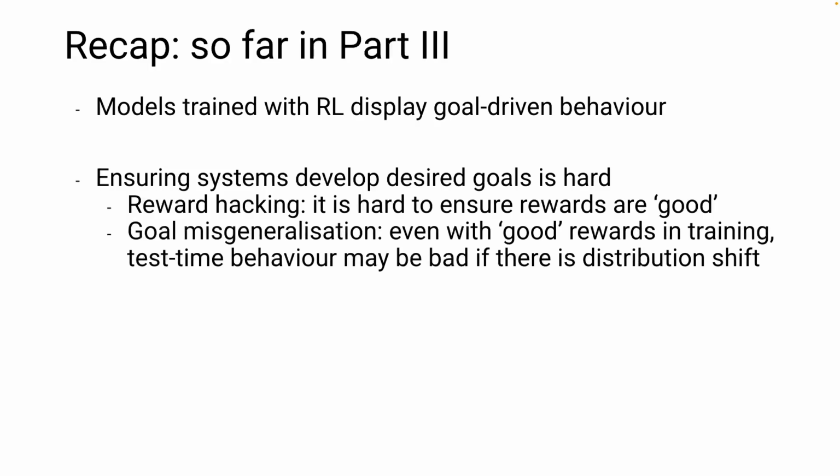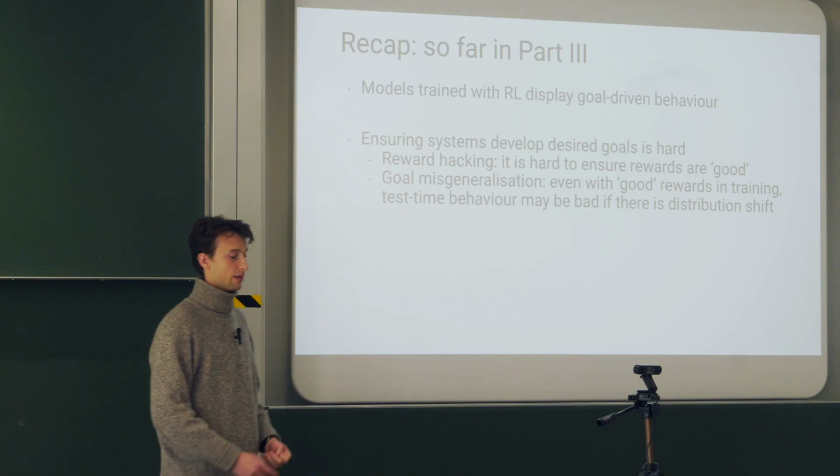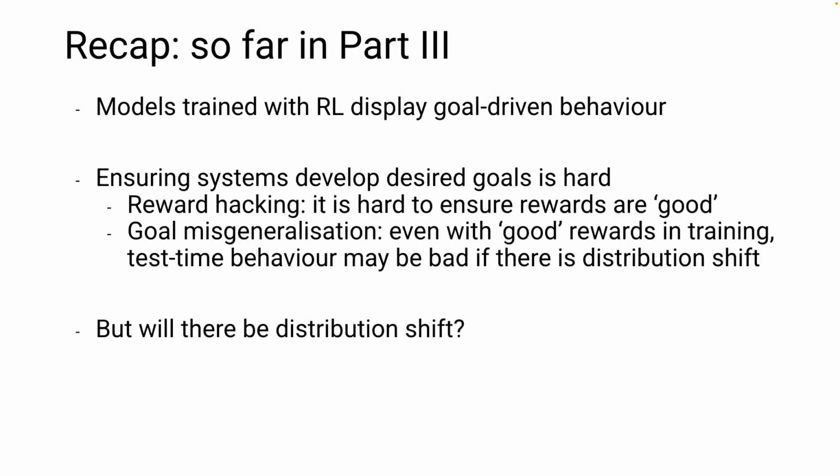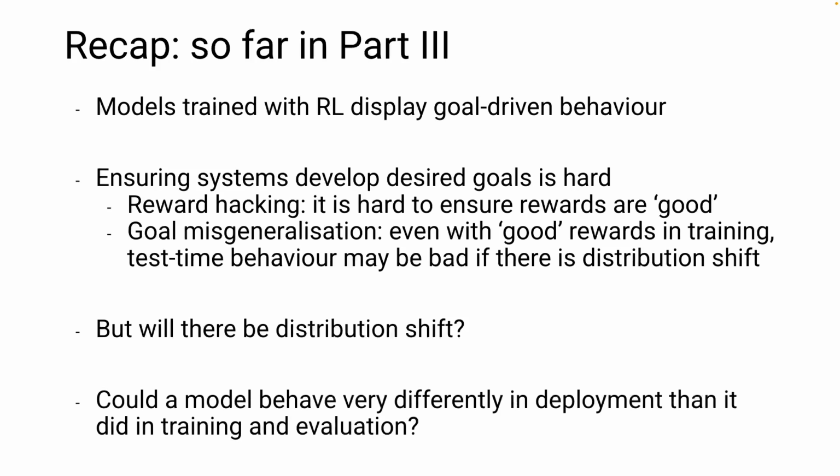But even if we put good rewards into our training data, it might be that test time behavior looks quite different if there's a distribution shift between the testing and the training environments. And this is often called goal misgeneralization. So the question then arises, will there be a distribution shift between our testing and training environments? And is it possible that a model could behave very differently in deployment to how it behaved in training and evaluation?